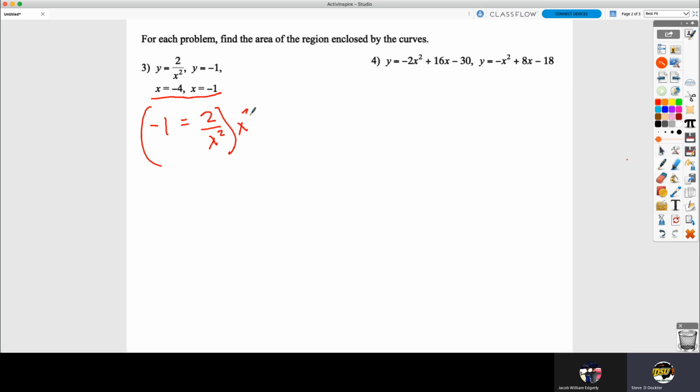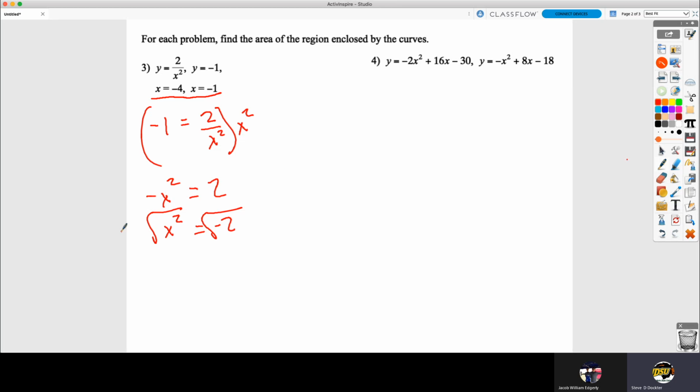So we're multiplying by x squared here. So we've got a negative x squared equals 2. Multiply by a negative, so x squared equals negative 2. Take the square root, and we're going to get an imaginary number there, right? Whenever you get an imaginary number, that just means that they will not intersect. So these don't intersect at all.